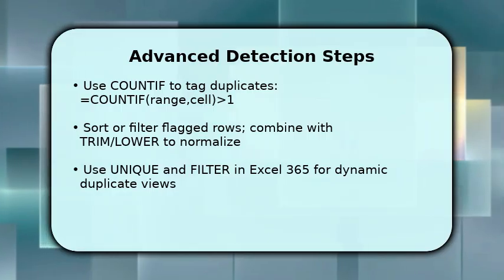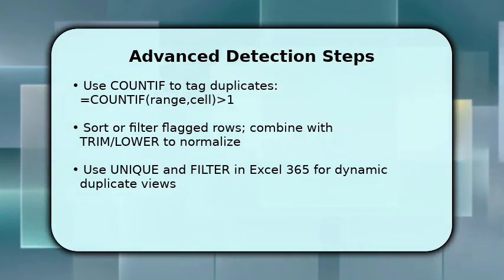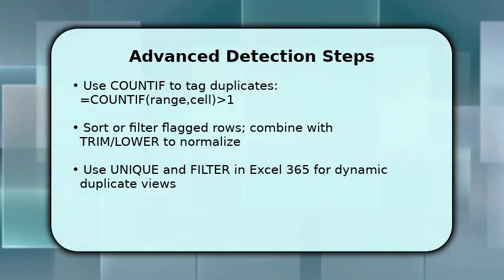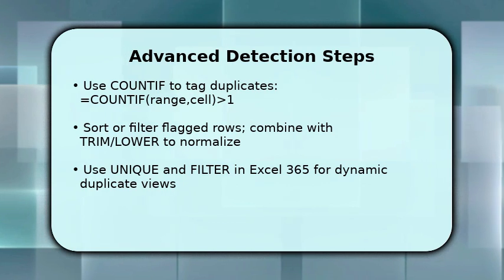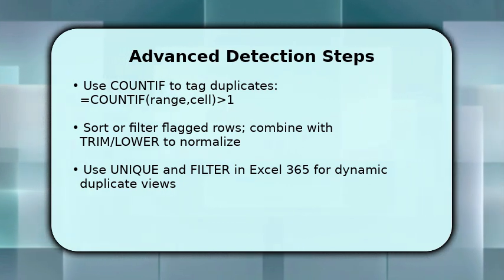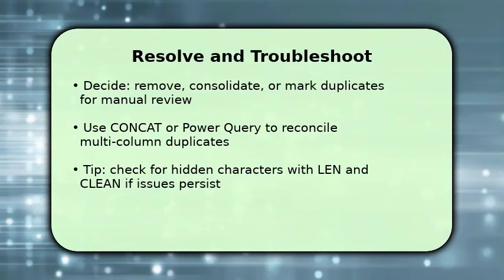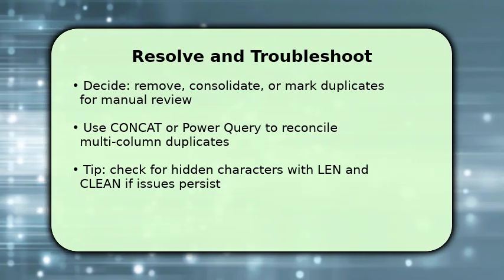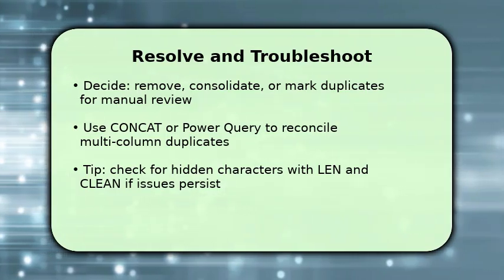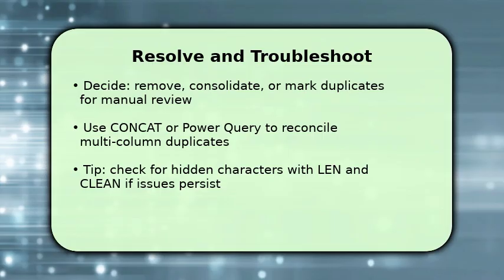If you're on Excel 365, apply UNIQUE or FILTER functions to generate a live list of unique versus repeated values, which saves manual reconciliation. You finish by choosing how to handle the duplicates. Delete exact repeats, consolidate records by aggregating values, or mark them for manual review.